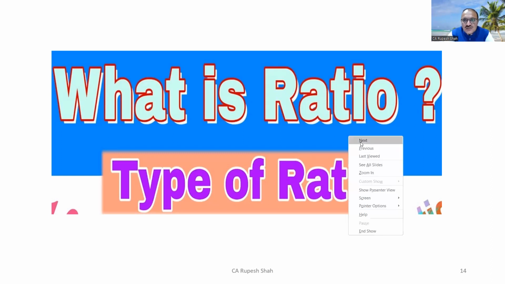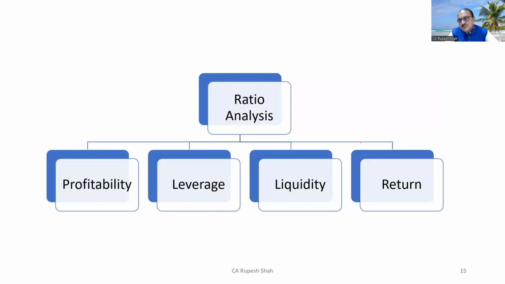Now, having understood this, what are the important ratios? Broadly, they are classified into 4 types of ratios. One is profitability ratio. Second is leverage ratio. Third is liquidity ratio. And fourth is the return ratio. Now, profitability ratio, as we have seen the journey of the P&L, and in a case study, we will do 2 case studies, and then we will see gross operating profit margin ratio, net profit margin ratio, PAT ratios, all those things.